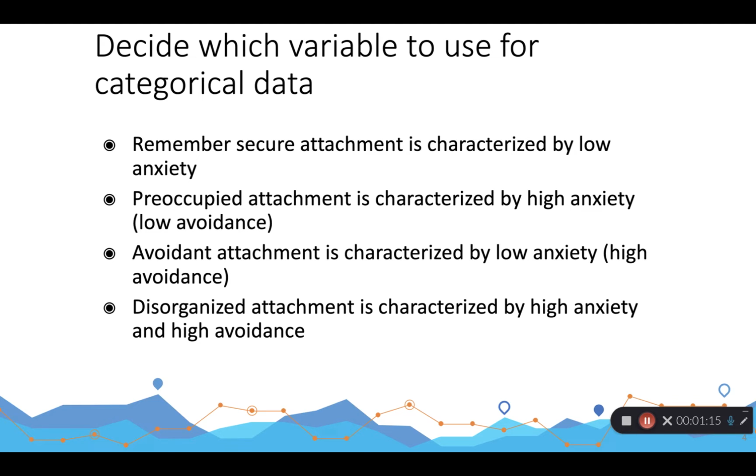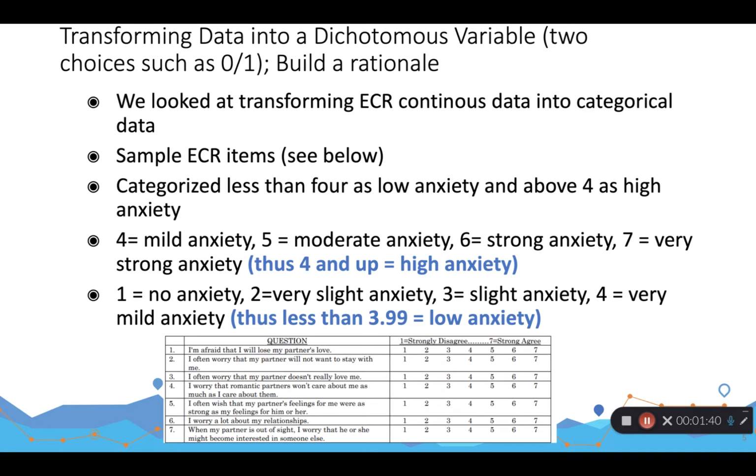So remember, secure attachment is characterized by low attachment-related anxiety. Preoccupied attachment is characterized by high anxiety. Avoidant attachment by low anxiety, and disorganized attachment by high anxiety. So in some ways, anxiety is a sort of dichotomous variable where your attachment style is in part determined by whether your anxiety is high or low rather than a continuous variable.